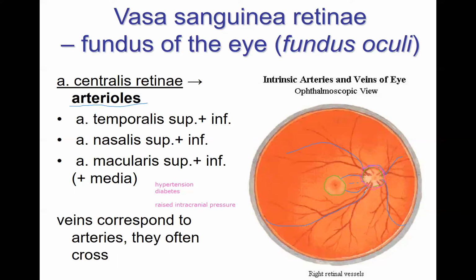So please learn this figure, how to draw it, because every physician should examine the fundus of the eyeball, yeah, so ophthalmoscopy.